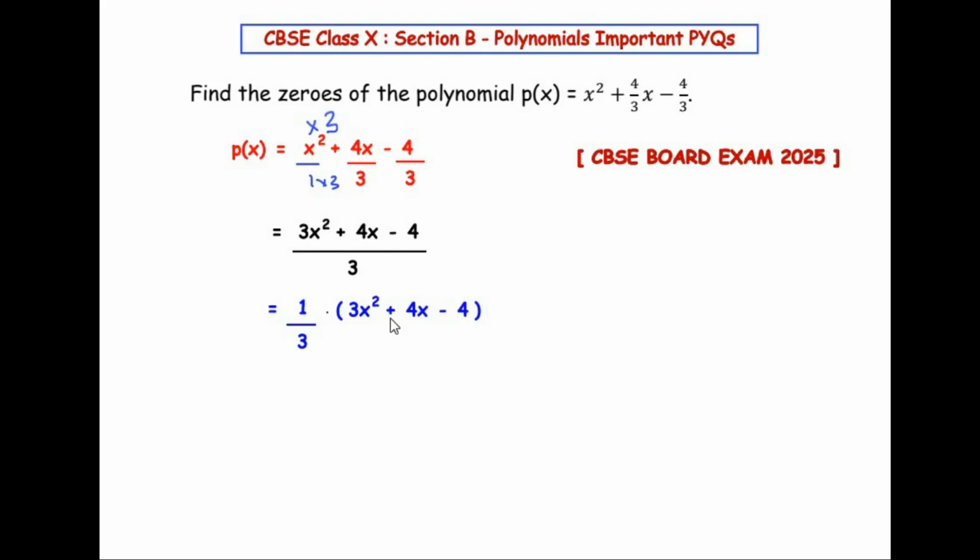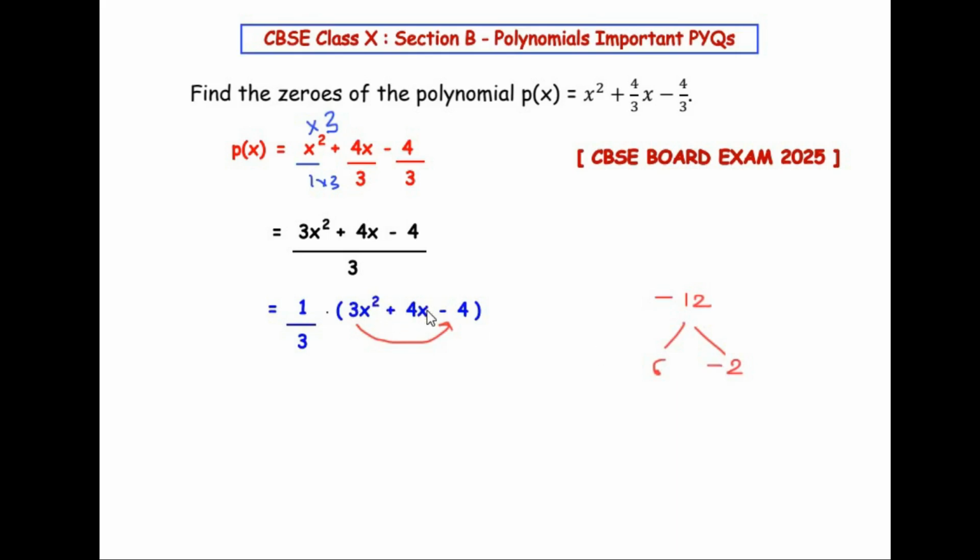Now once we have got this, let us try to factorize this bracket. To factorize it, we have to multiply the coefficient of x square with the constant. That is 3 times 4 gives us negative 12. Now we have to find the factors of negative 12 in such a way that when you multiply the factors, you should get negative 12, and when you add them, you should get positive 4. So one combination of the factors you can get here is 6 and negative 2, because 6 times negative 2 gives us negative 12 and 6 minus 2 gives us plus 4.